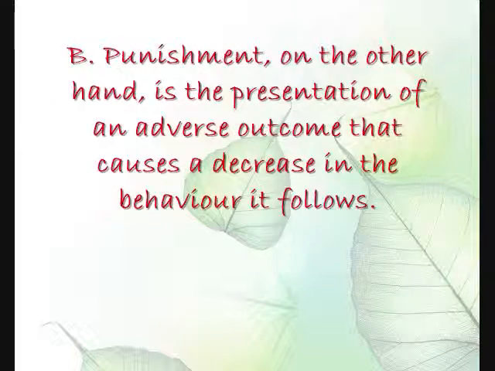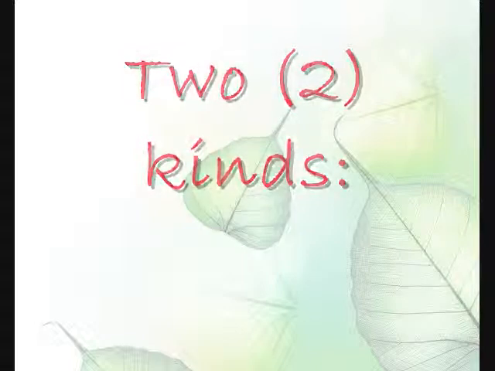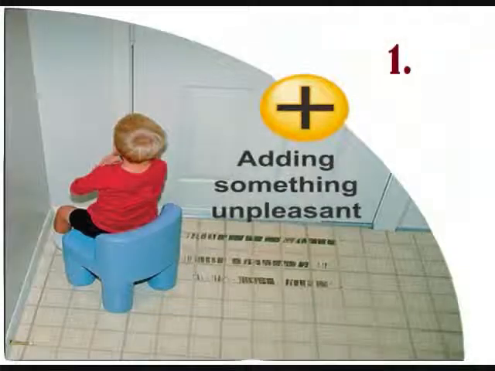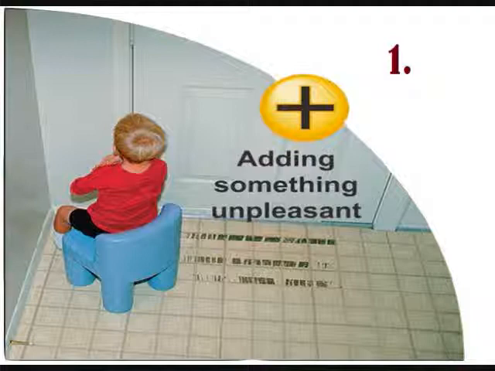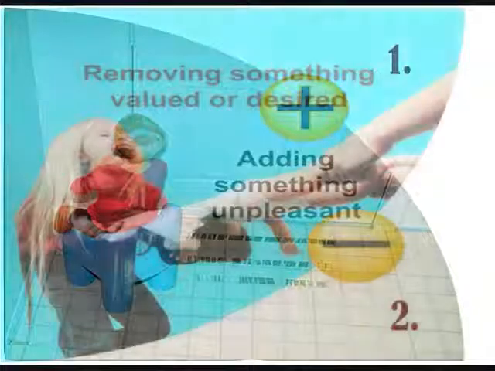B. Punishment. On the other hand, punishment is the presentation of an adverse outcome that causes a decrease in the behavior it follows. But there are two kinds of punishment. 1. There is a positive punisher. This is a stimulus that weakens a behavior by presenting an unpleasant response. It is used to reduce the future likelihood of the unwanted behavior. For example, scolding a child by putting him in the naughty corner because he ate a candy before dinner.